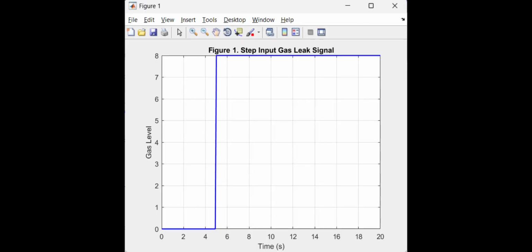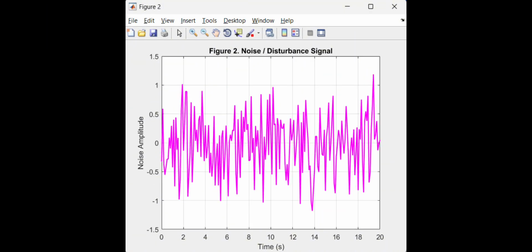These figures present a simulation of our gas monitoring system from the input signal up to the system's final response. In Figure 1, we have a set input that represents a gas leak. From 0 to 5 seconds, the gas level remains at 0, indicating a safe condition. At exactly 5 seconds, the signal suddenly rises to a high value, simulating a gas leak event.